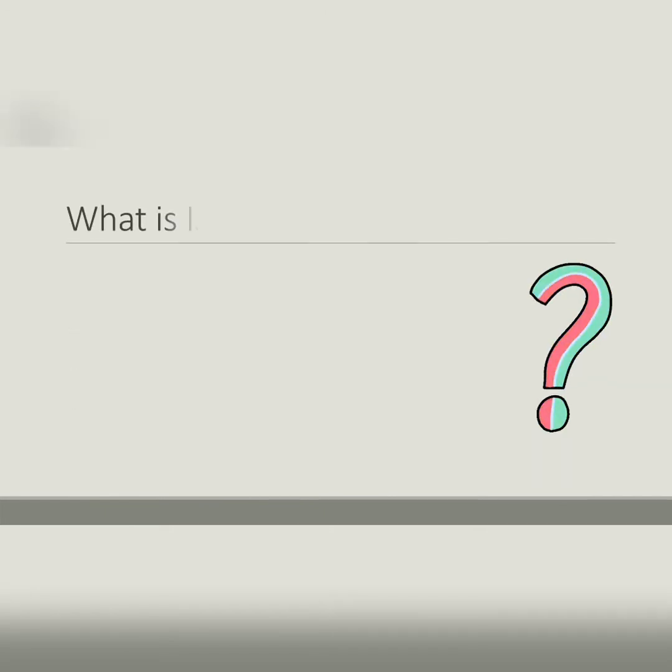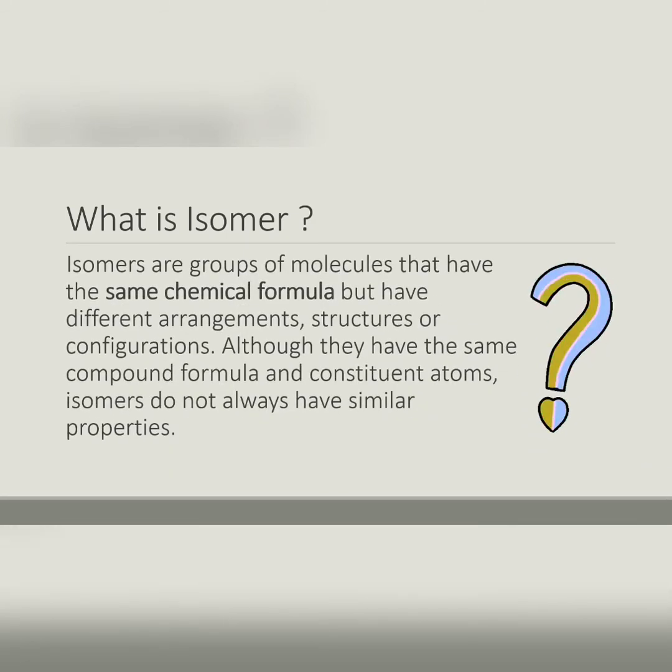I want to tell you what an isomer is. Isomers are groups of molecules that have the same chemical formula but have different arrangements, structures, or configurations. Although they have the same compound formula and constituent atoms, isomers do not always have similar properties.